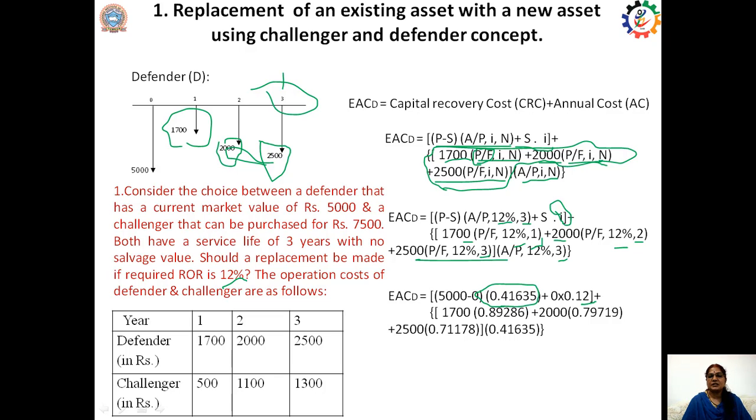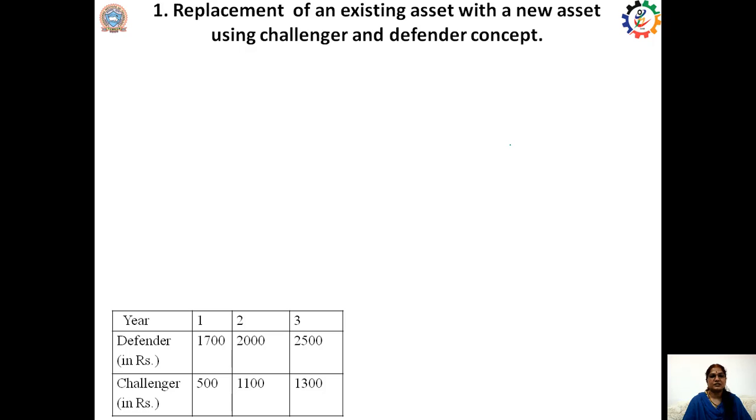Next is similarly for 1700, 2000 and 2500. All these values in the brackets are from the interest table, and this is under the column A given P. So when you calculate, you get the value 4118.4 rupees. This is the story of Defender. Let us see Challenger now.